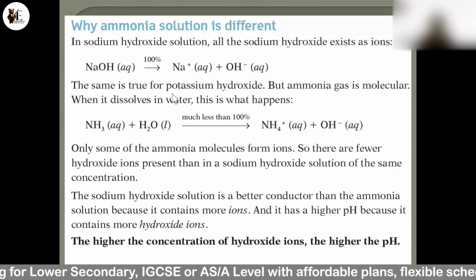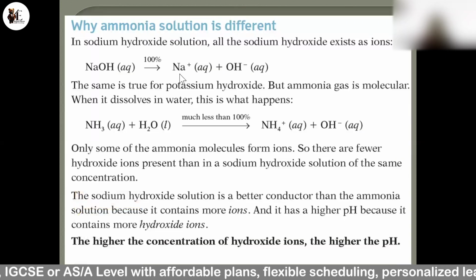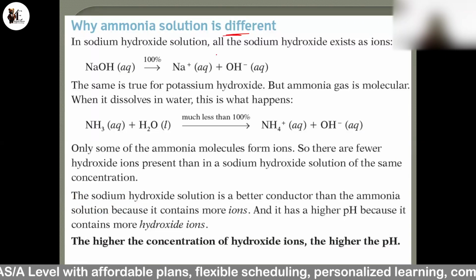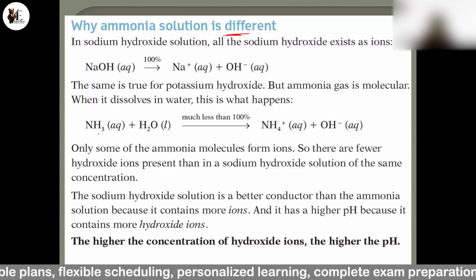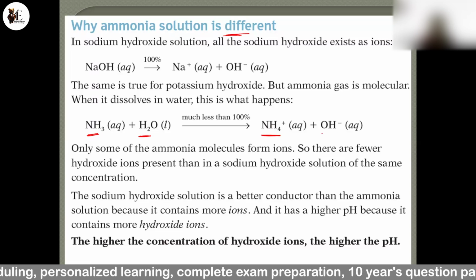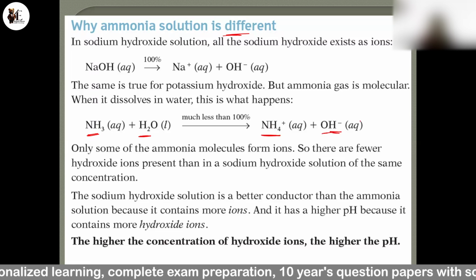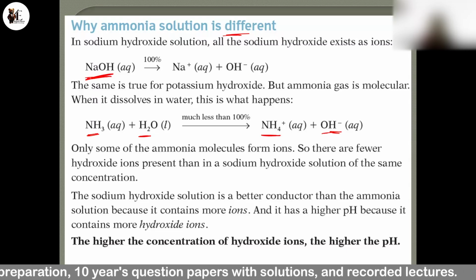So now let me tell you why ammonia solution is different. Why is ammonia solution different? What is ammonia? Ammonia solution. When you dissolve ammonia in water, it gives us ammonium ions and hydroxide ions. So you know that sodium hydroxide, NaOH, is it a strong base or weak base? Tell me.